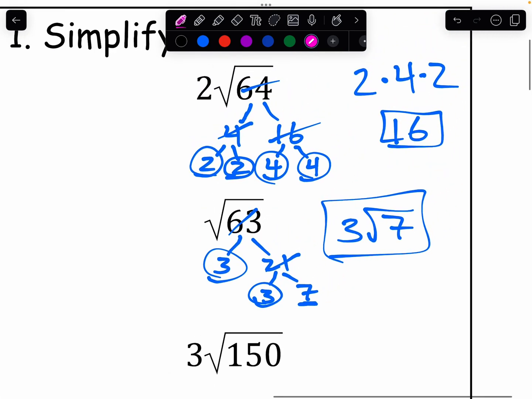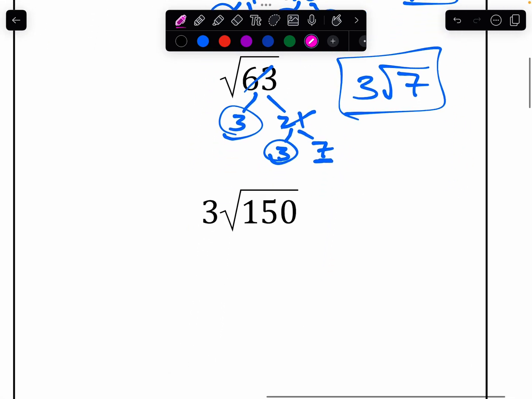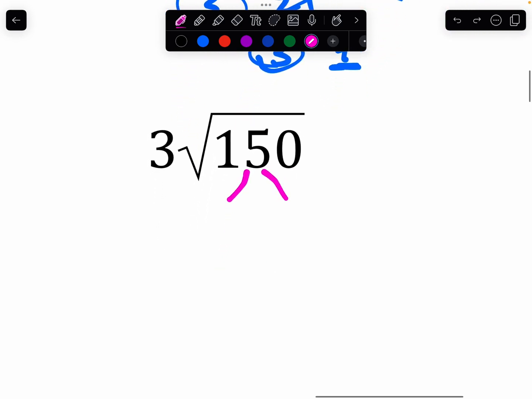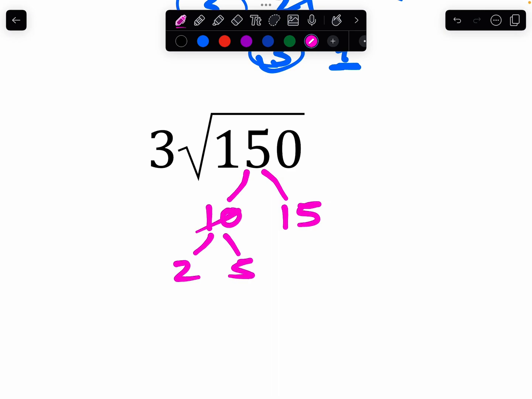So on the last one for number 1, we have 150. So again, if there's a 0 at the end like that, and you're not sure what to divide by, you can always divide by 10. And in this case, it's 10 and 15. So 10 breaks down to 2 times 5. And then 15 is 3 times 5. And so right away, I can see my pair of 5.